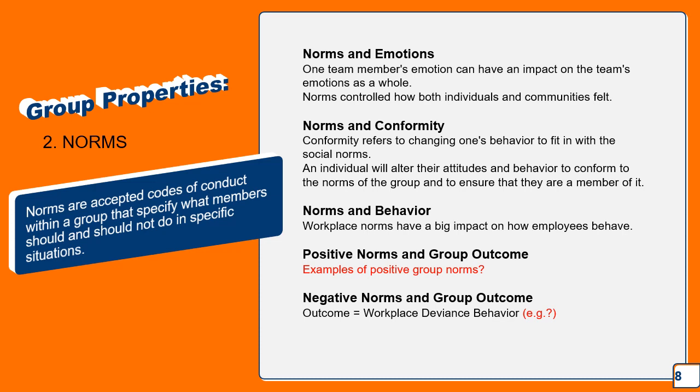The next group property is norms. Norms are accepted codes of conduct within a group that specify what members should and should not do in specific situations. An easy way to understand norms is as standards to be followed by all group members in that particular group. When you belong to a group, there are certain standards set by the group members. Everybody in the group must show this kind of standard, and that is what we call norms. Everybody must show the same attitude, the same behavior, maybe the same attire.